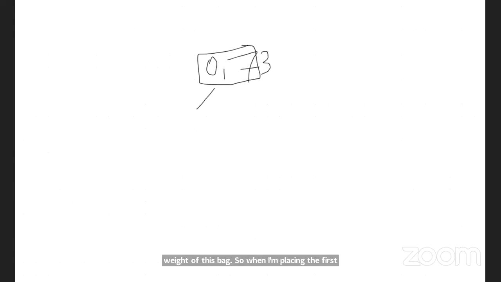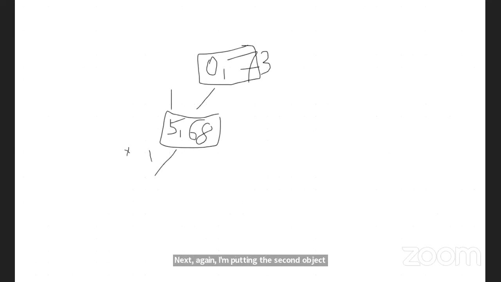So here I'm taking the total weight. There are no objects and there are 73 total weight of this bag. So when I'm placing the first object, the weight of the first object is 5. So 73 - 5, the total weight will be 68. So in this I'm putting the first bag, first object. Next, again I'm putting the second object, x2 equal to 1.